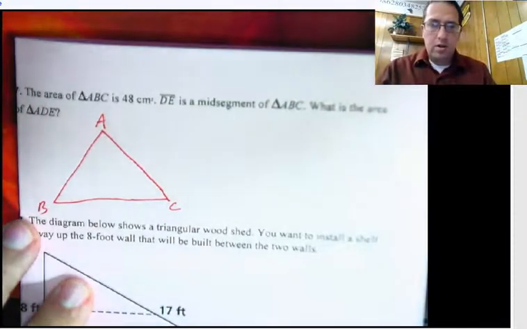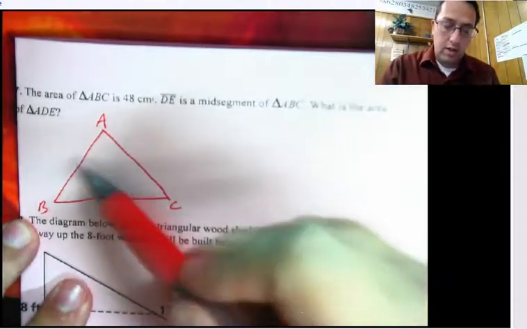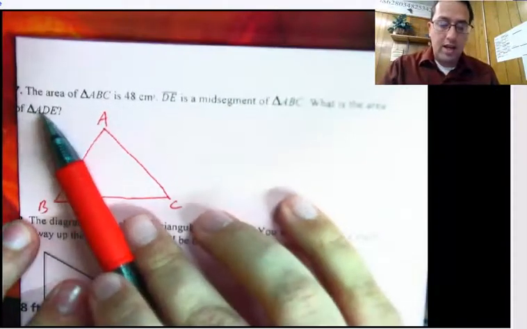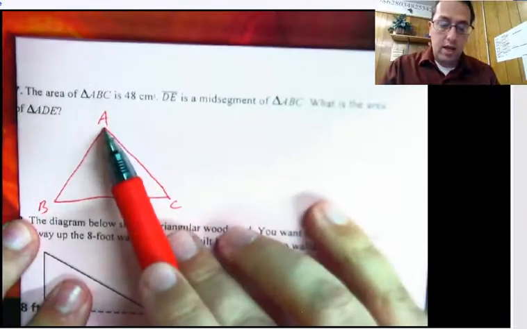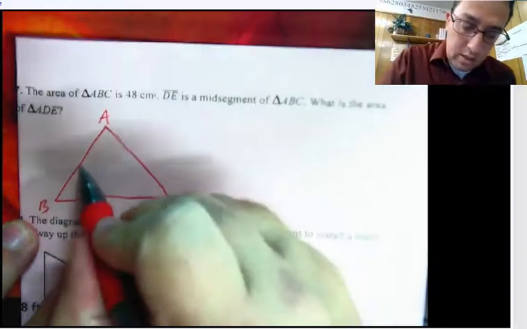Now, somewhere on here, I also need segment DE as a midsegment. And we know, does it go here? Does it go there? Does it go across? Where does it go? Well, let's see here. We need triangle ADE. So I need A and then DE. So I can have triangle ADE. So it's going to go here. DE.